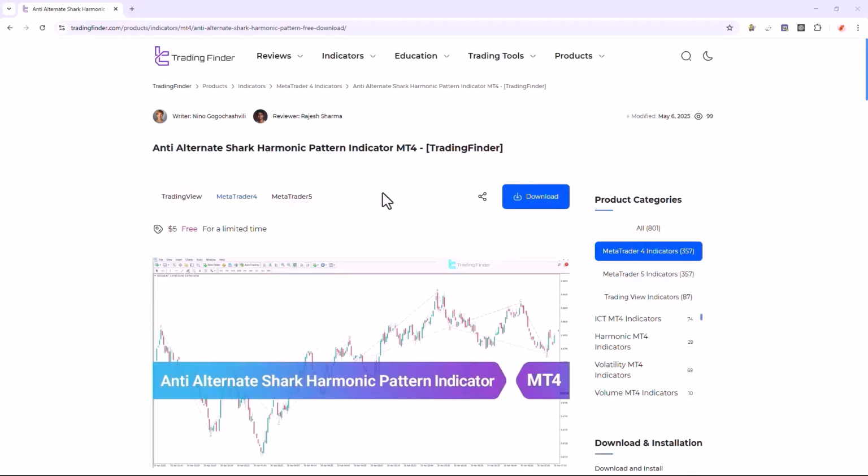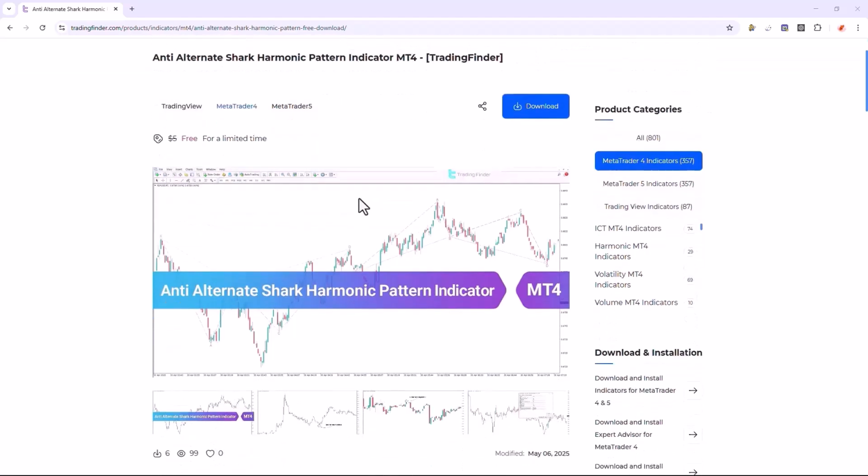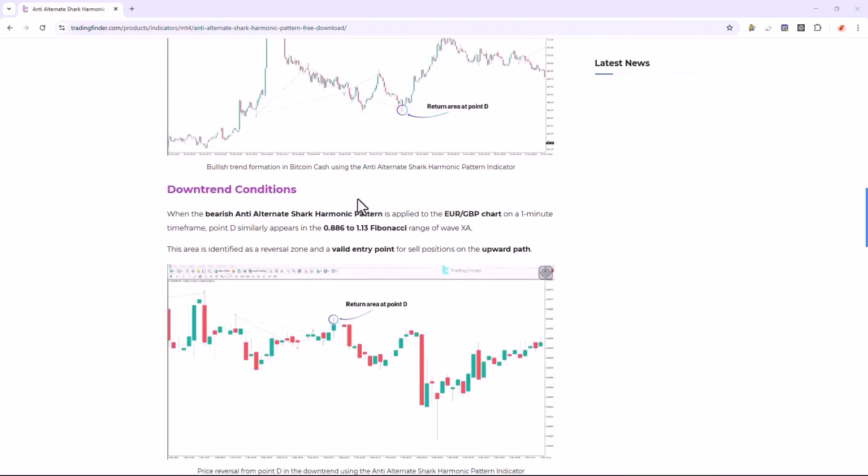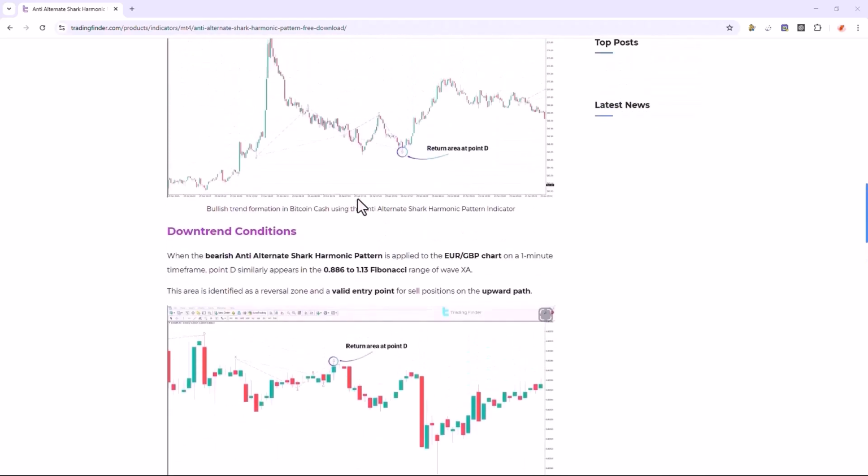the anti-alternate shark harmonic pattern indicator, which is offered for various platforms on the TradingFinder website. From this section, you can download the indicator file for MetaTrader 4 and MetaTrader 5 platforms and run it on the chart. Traders can also read this page to learn about how the indicator works and its functionality.